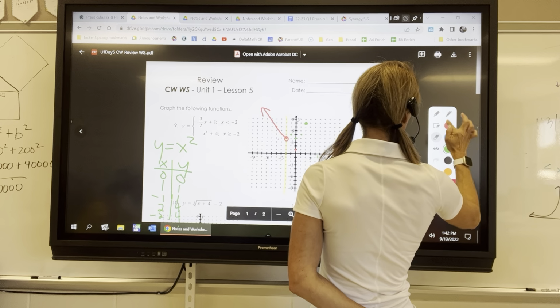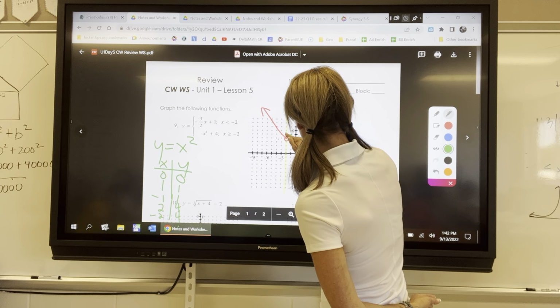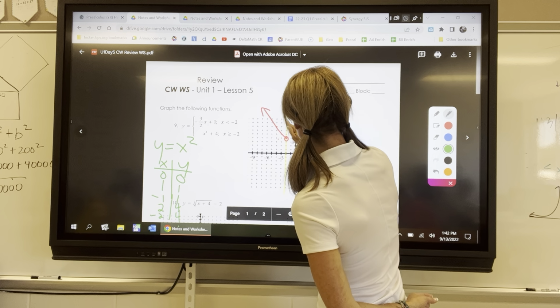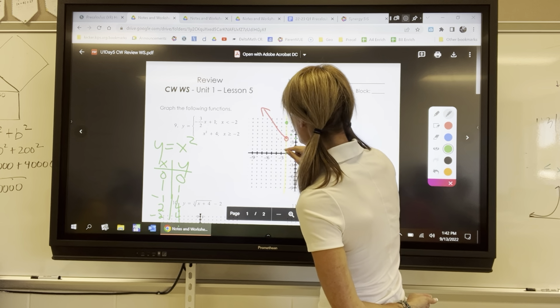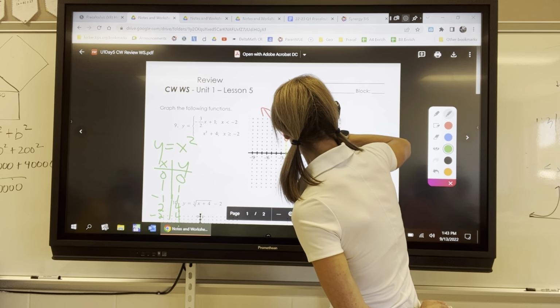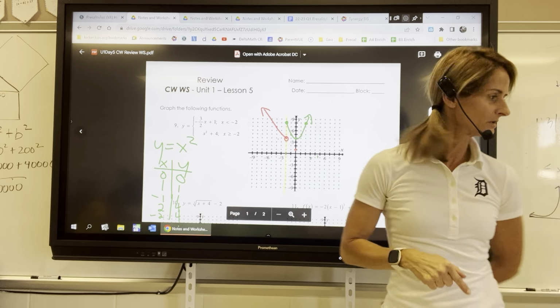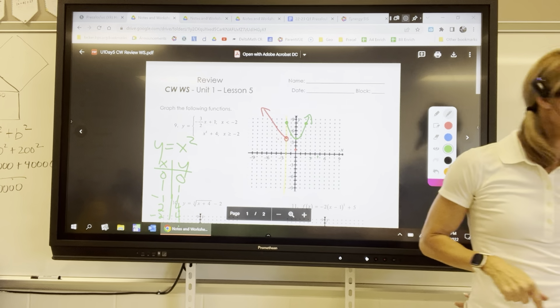And then left 2, 1, 2, 3, 4. We're going to include that point because we need the x values greater than or equal to -2. So boom. That looks good. I'm checking my work on paper and we're good.